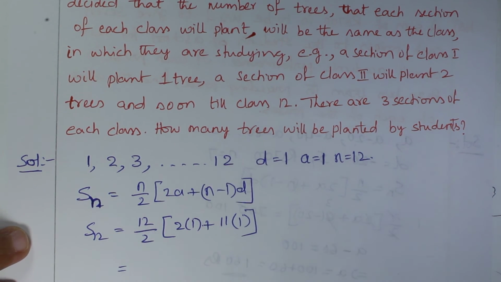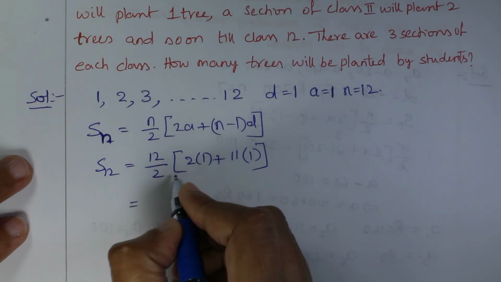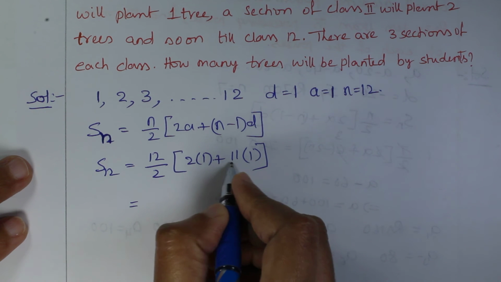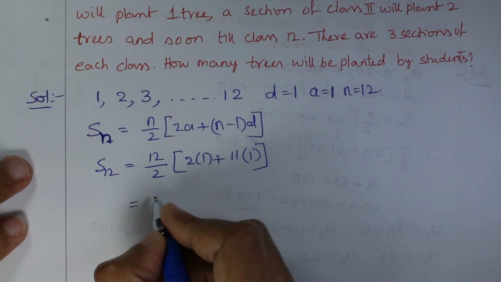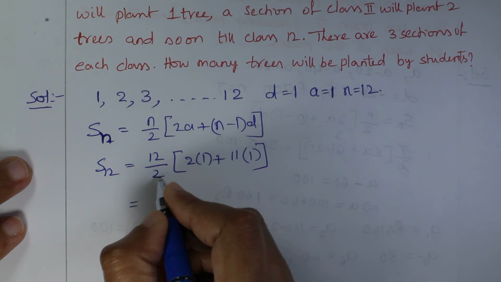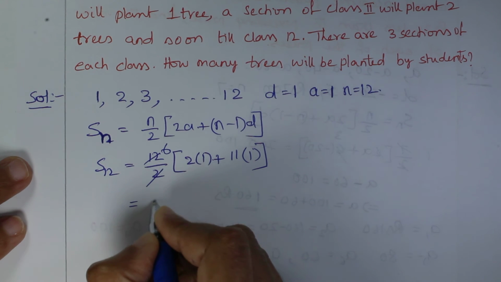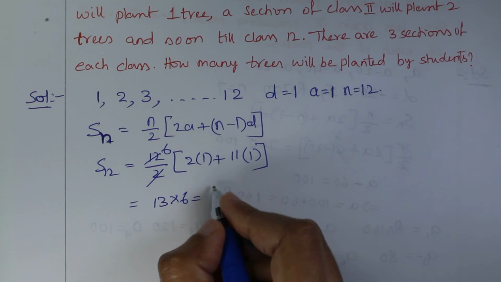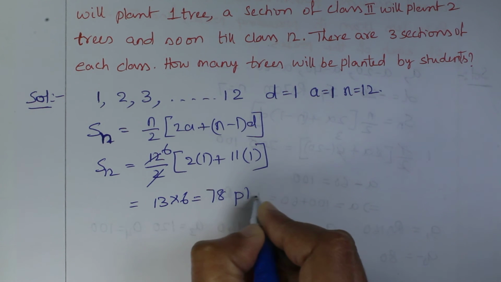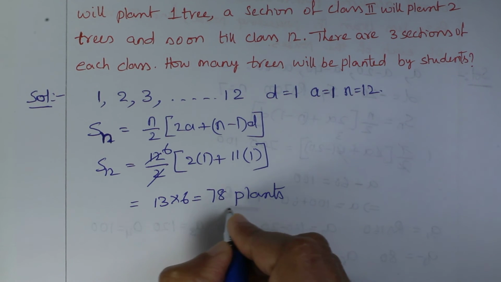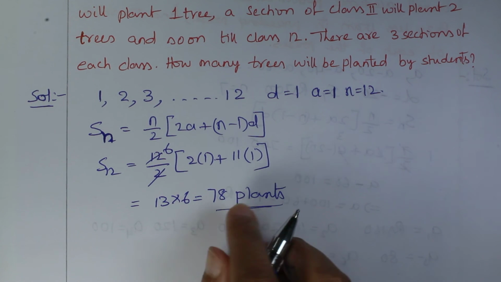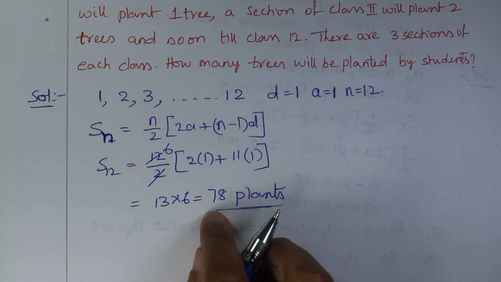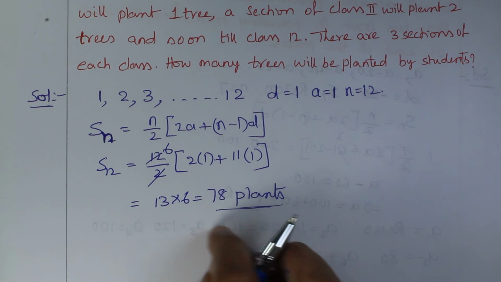That is equal to 2 plus 11, which is 13. 2 sixes are 12... that is, 6 into 13, right? That is equal to 78 plants. So the number of plants planted by each section is 78 plants. So how many sections are there?